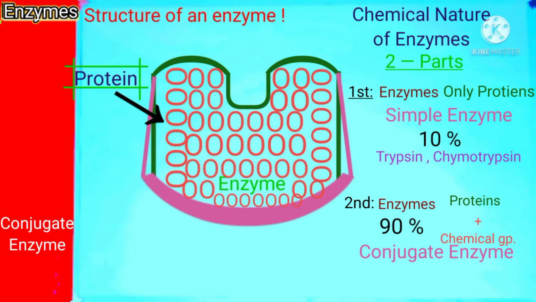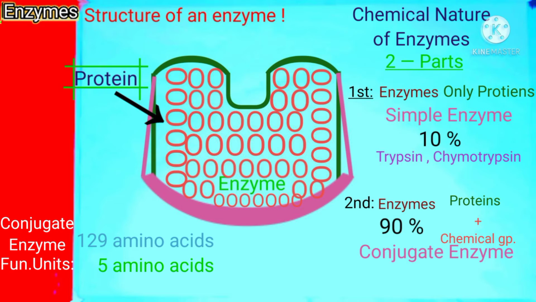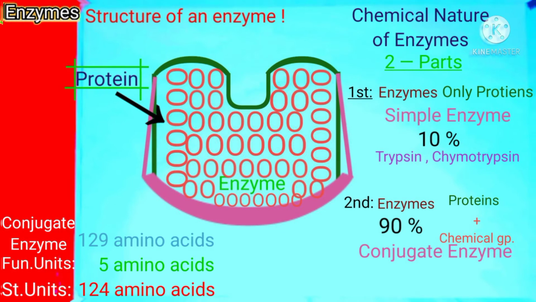Let's suppose a conjugate enzyme consists of 129 amino acids, as most enzymes consist of a hundred or more amino acids. Of this number of amino acids, only 5 units will be the functional units. The rest of the 124 amino acids will combine to prepare the structural unit. Is this clear? Next, see this, that is the functional unit.